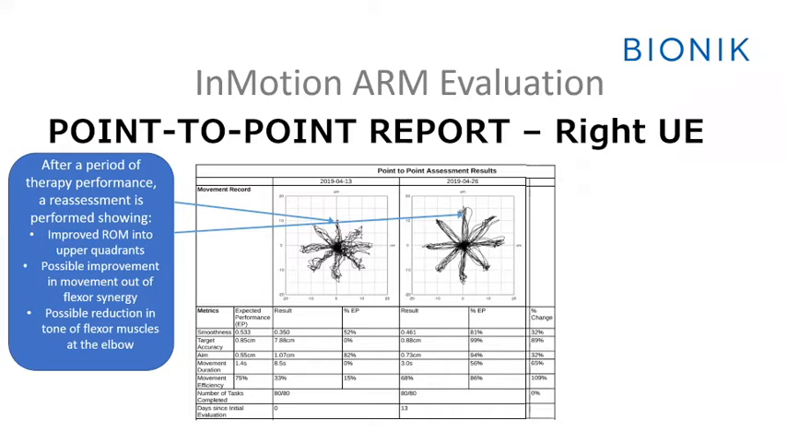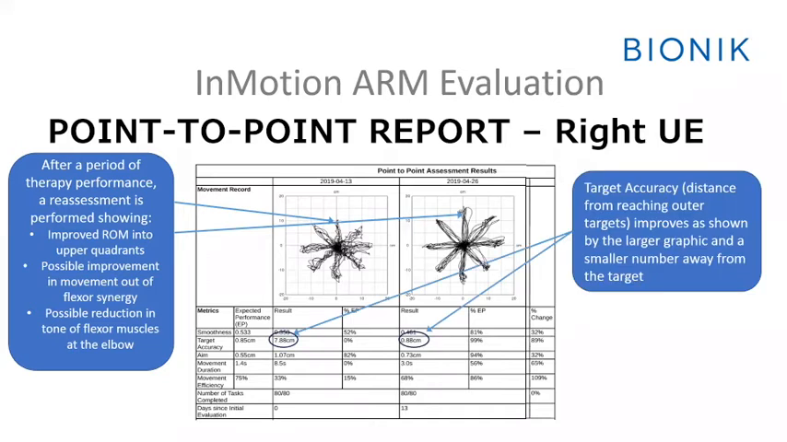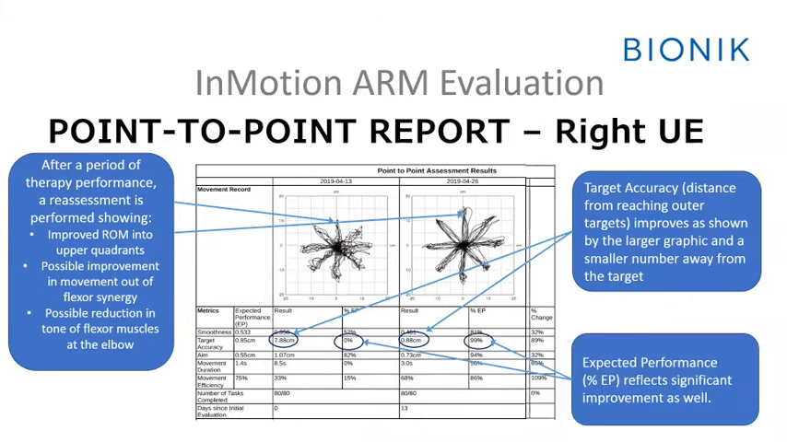When we look at target accuracy, it improves, as shown by the larger graphic and a smaller number away from the target. So in this case, the patient improves from 7.88 centimeters to 0.88 centimeters. And we can see that reflected in the expected performance numbers going from 0% to 99% as well.